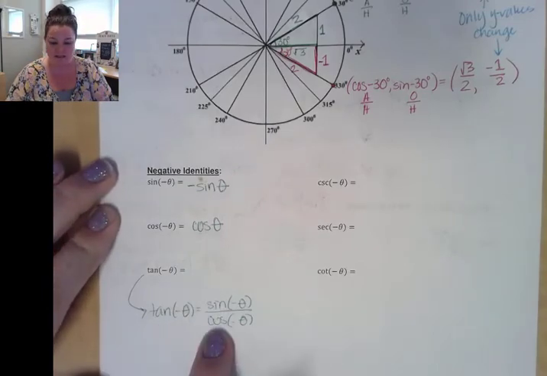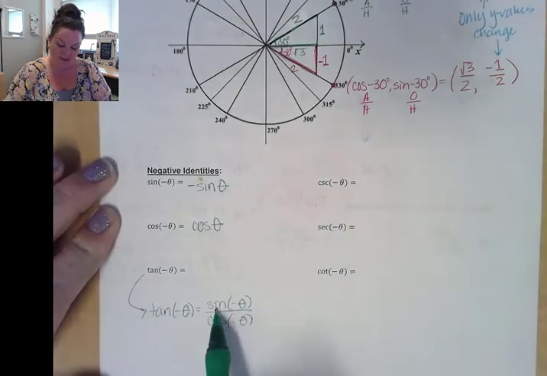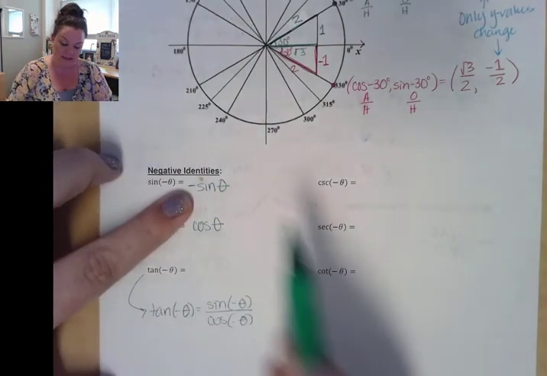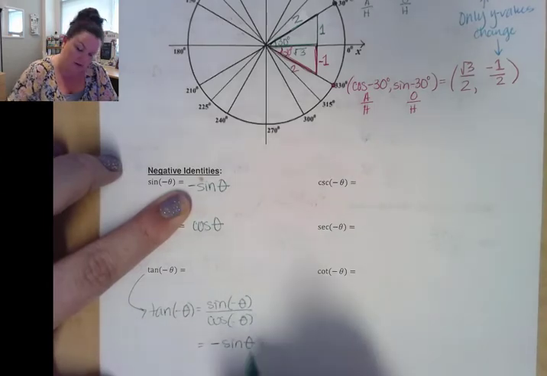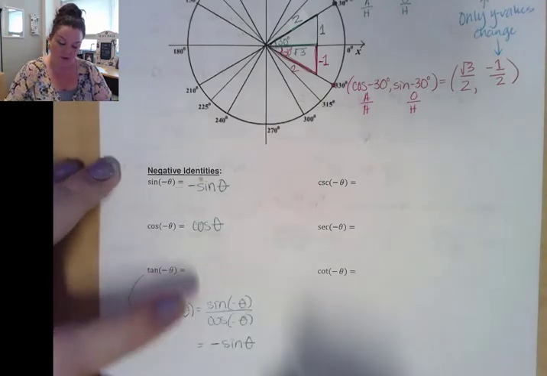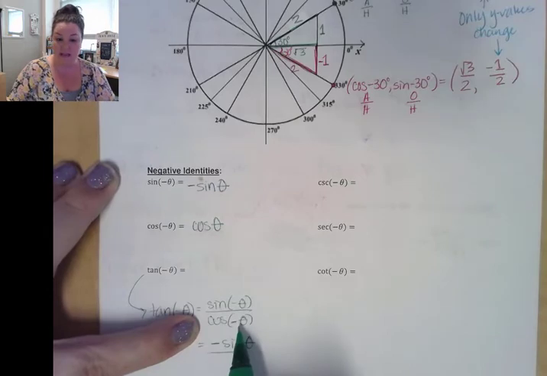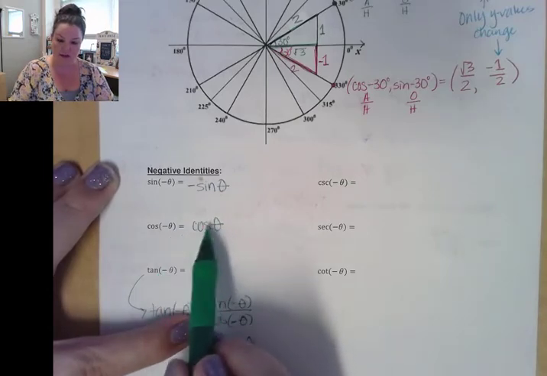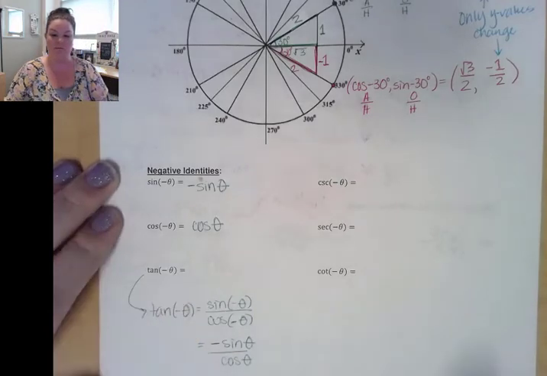Now that we have this and we know these two identities, we can simplify it a little bit, right? We know that sine of a negative angle is the same thing as negative sine of the original positive angle, right, from this identity we just have. And we know that cosine of a negative angle is the same as cosine of that original angle.